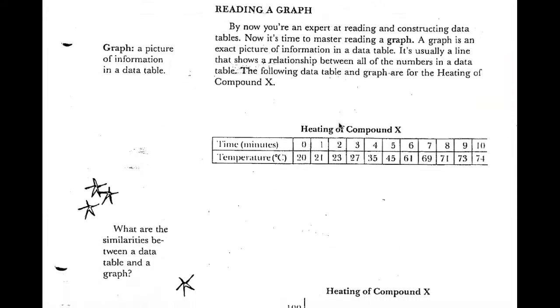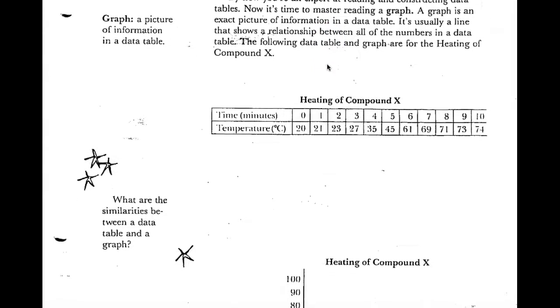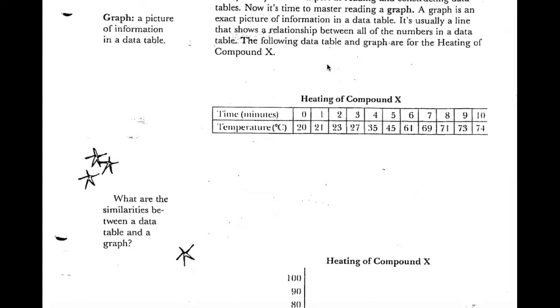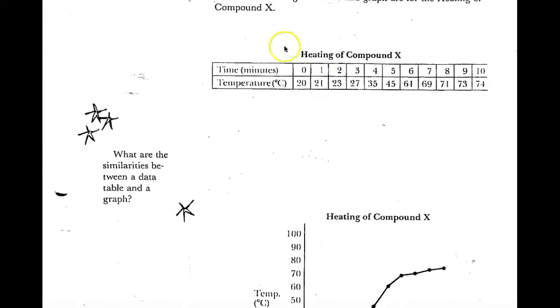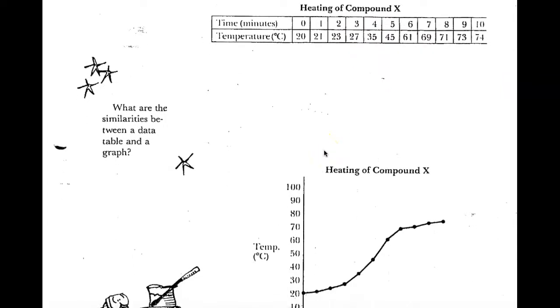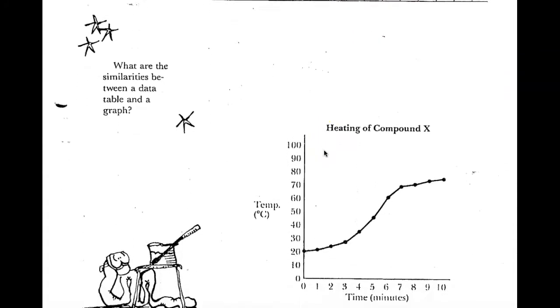Reading a graph. By now you're an expert at reading and constructing data tables. Now it's time to master reading a graph. A graph is an exact picture of information in a data table. It's usually a line that shows a relationship between all the numbers in a data table. The following data table and graph are here for the heating of compound X. So here's the data table that we've already taken a look at with the ordered pairs stacked on top of each other. So here is that represented in a graph.